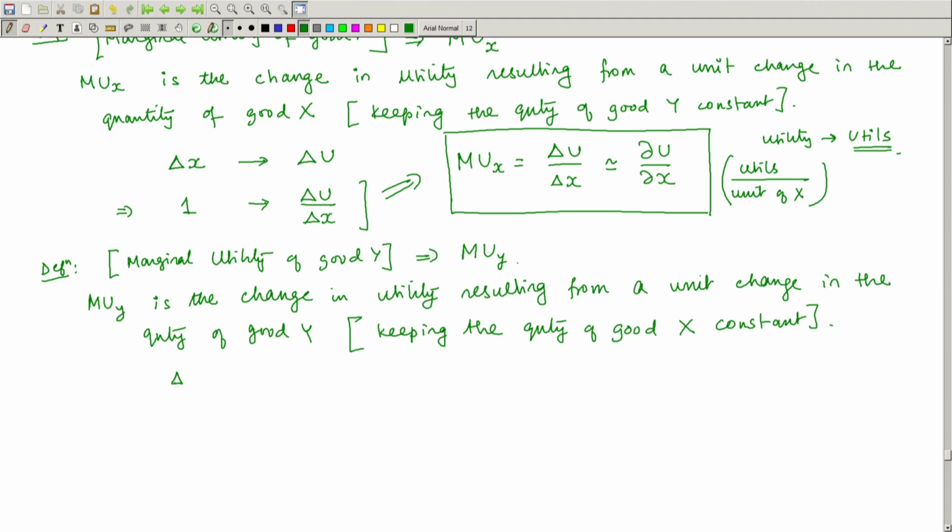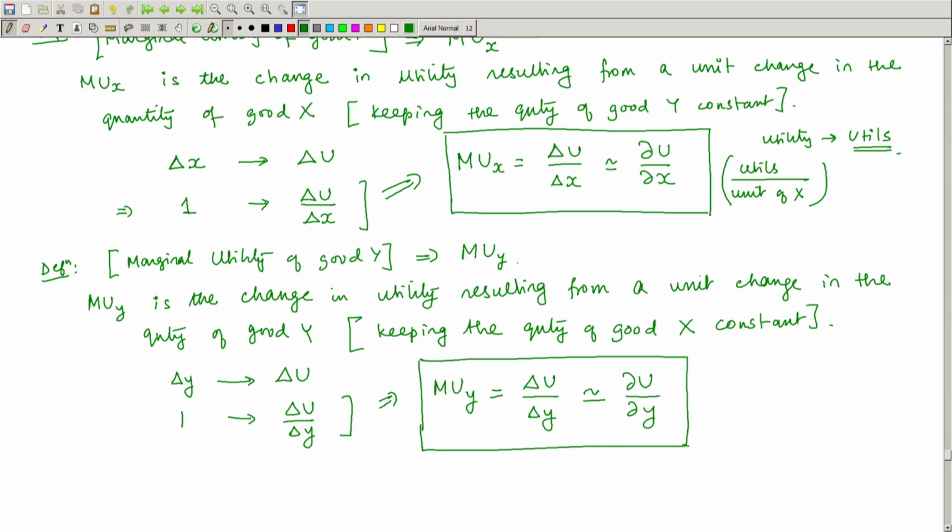So, as before, a delta y change in the quantity of good y will lead to a delta u change in utility, let us say. So, a unit change in y will lead to a delta u upon delta y change in the quantity of good y, and by definition my mu y is essentially delta u upon delta y, and for very small changes in delta, this is the same as del u del y. So, mu y is delta u delta y, which is approximately del u del y, and as before, the units in which mu y is measured is utils or satisfaction points, if you prefer, per unit of good y, right.